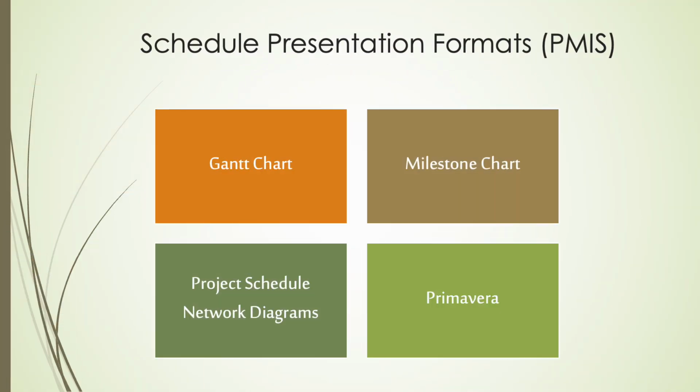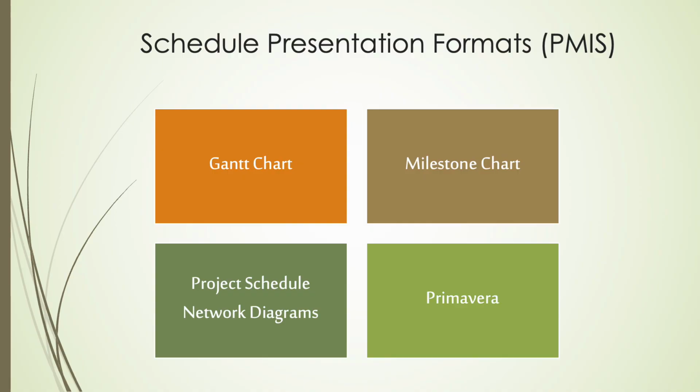Gantt charts and milestone charts are essential visual tools for project scheduling. A Gantt chart provides a timeline view of tasks, clearly showing start and end dates, durations, and dependencies between activities. In contrast, a milestone chart highlights major project achievements without diving into detailed task breakdowns, making it ideal for presenting high-level progress to stakeholders. Project schedule network diagrams and software like Primavera offer deeper project management capabilities.